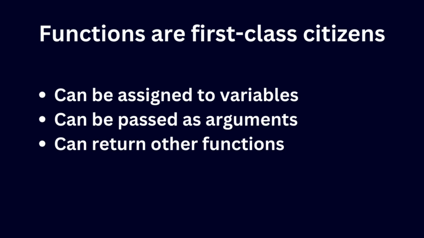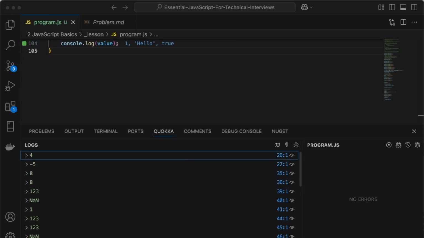So in JavaScript, functions are first-class citizens. So this means that functions in JavaScript are treated as objects. They can be assigned to variables, they can be passed as arguments to other functions, and they can return other functions.